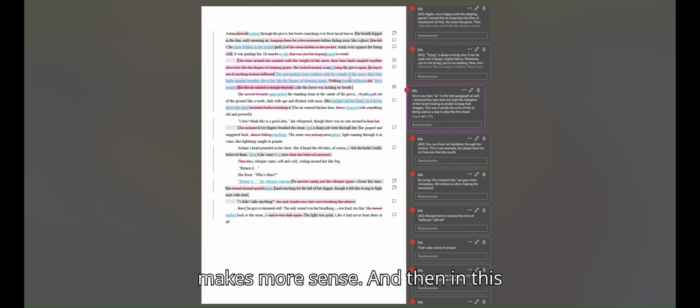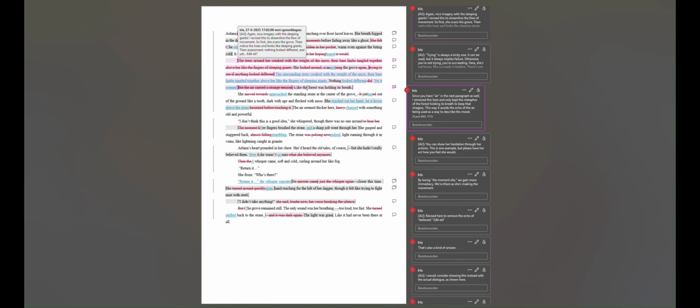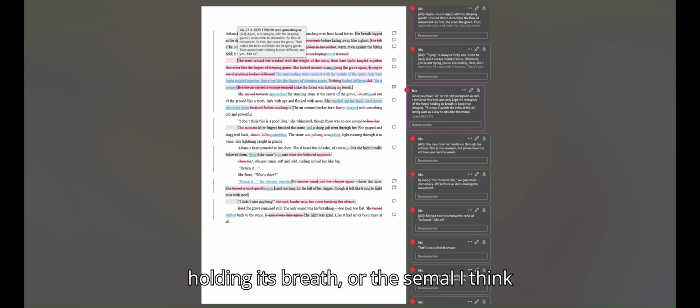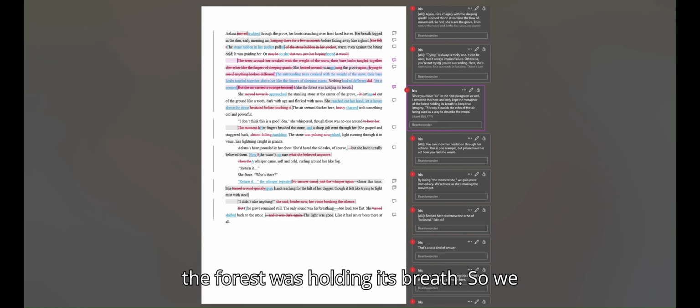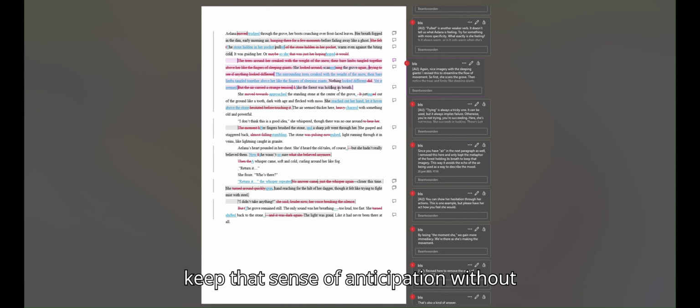And then in this paragraph right here, we can keep the metaphor of the forest was holding its breath, or the simile, I think it is. I always forget those two. By changing it a bit, yet it seems like the forest was holding its breath. So we keep that sense of anticipation without having that double, the air is carrying a strange tension, the air seems thicker, right?